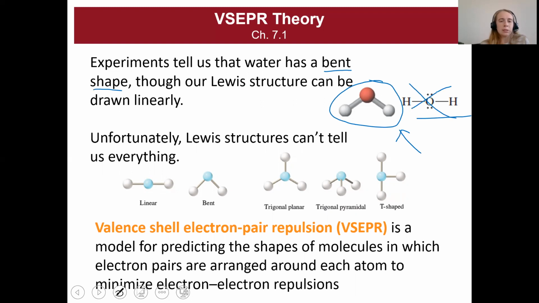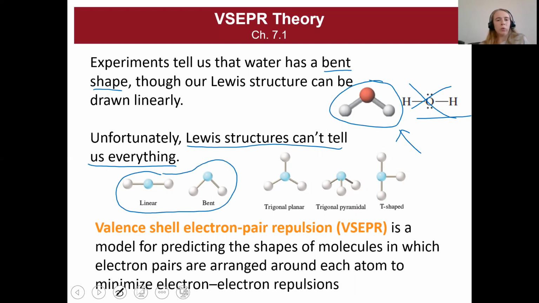So that tells us that, unfortunately, Lewis structures can't tell us everything. I love Lewis structures, they're great, I hope you love them too, but they can't tell us everything. So we get to learn some more exciting things called VSEPR theory, where we learn that sometimes if we have 2 attached atoms, we can have a linear molecule or we can have a bent molecule. These are both AB2 molecules, but they have very different 3D shapes.